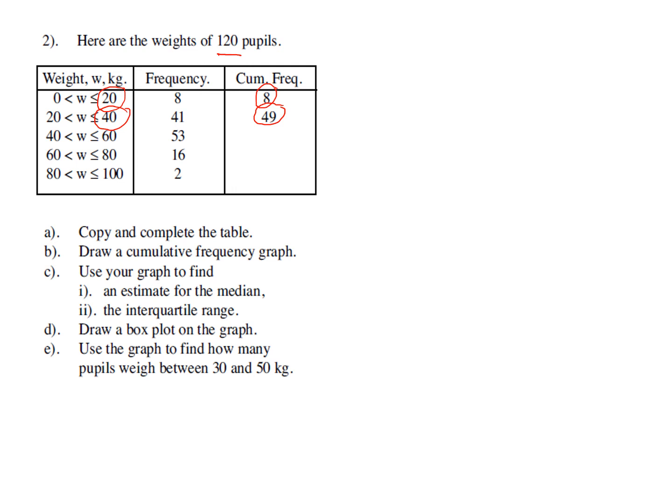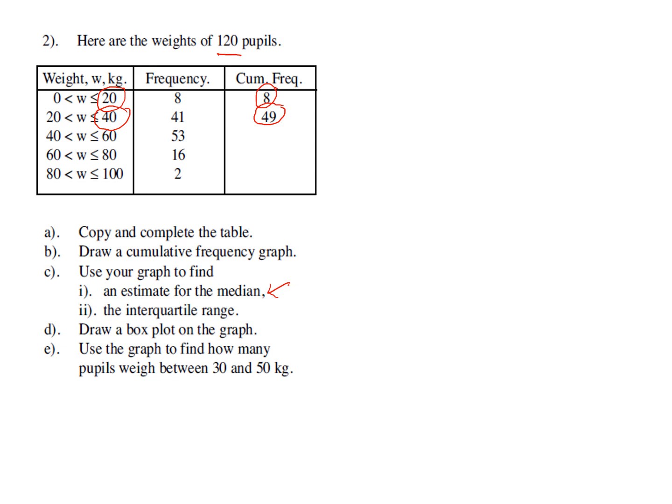Okay. Once you've done that, I want you to read off the median. That's halfway through the data. So if there's 120 pupils, think about what half of that is. I want you to read off the lower quartile and the upper quartile.